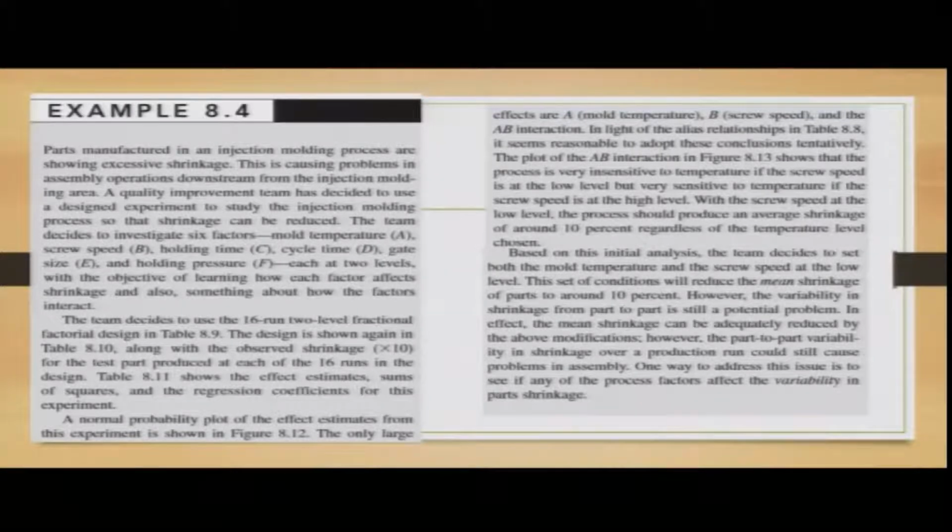So, they would basically take 16 runs and the information about that is given in table 8.9. The design is shown again in table 8.10 along with the observed shrinkages, which are for the test part produced in each of the 16 runs in this example. And table 8.11 shows the effects, estimate, sums of squares and regression coefficients.